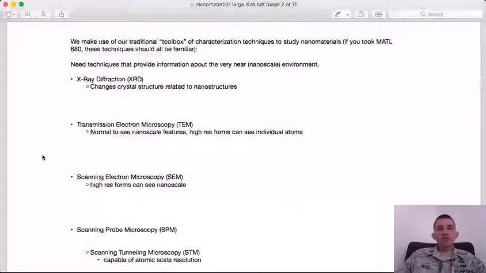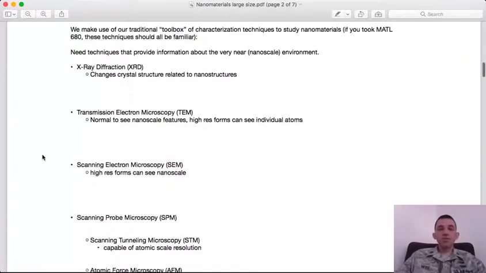And to tie back in to the characterization class that many of you took last quarter, a lot of those characterization techniques that we use for the microscale are relevant to nanomaterials. The key thing is that we need resolution high enough that you can see beyond the microscale to the nanoscale. We had some techniques that give us information about that local environment down to the nanoscale, and some of them are listed here.